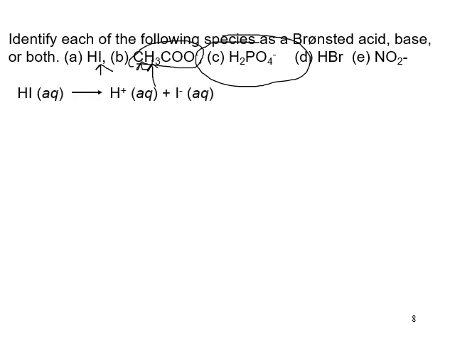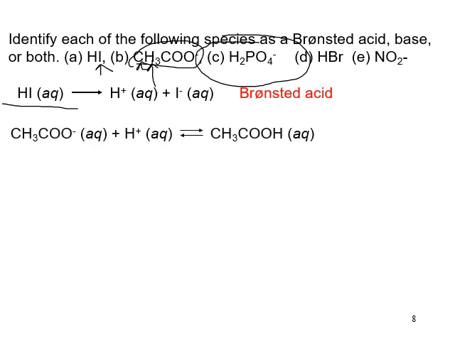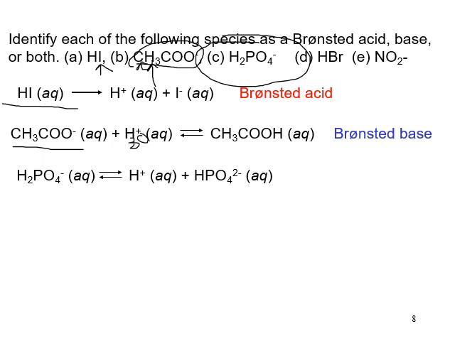So hydroiodic acid is a strong acid, and it's a Bronsted acid. Acetate, notice what it's doing. It's actually reacting like this with H3O plus to make acetic acid, so it is a base. It's a proton, our hydrogen acceptor. So it had its electrons out here, and it went out and grabbed one of those hydrogens.